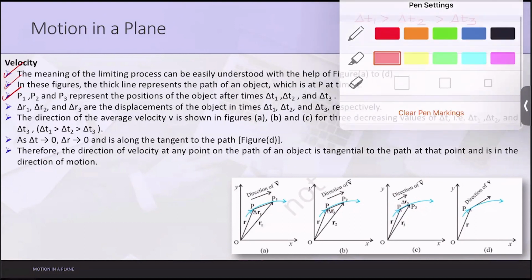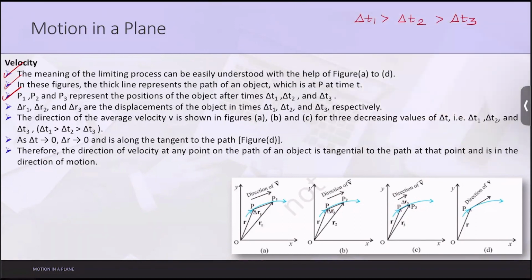So that being said, what is delta R1? Delta R1, delta R2 and delta R3 are the displacements of the objects in time delta T1, delta T2 and delta T3 respectively. Quite evident because we are going from P to P1. How much time did it take? Delta T1. From P to P2, it's delta T2. From P to P3 is delta T3. So that is the amount of time in which the displacement has taken place. So delta R1, delta R2, delta R3 are the displacements here. Okay, that is also explained.